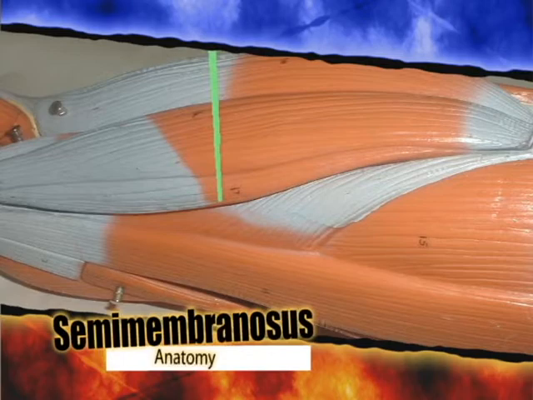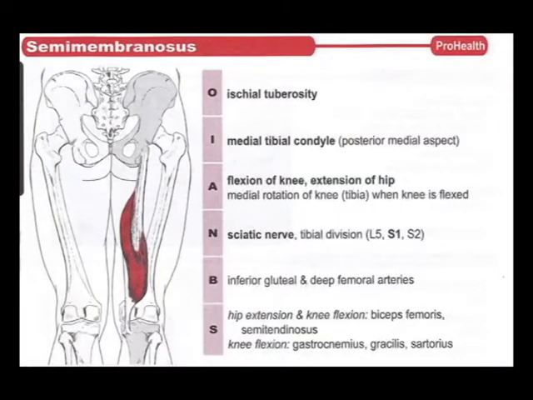Now let's look at the semimembranosus. Its origin is the ischial tuberosity. Insertion is the medial tibial condyle. Action is flexion of the knee and extension of the hip, and its innervation is the sciatic nerve.